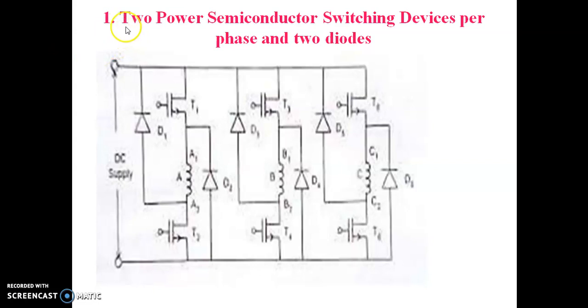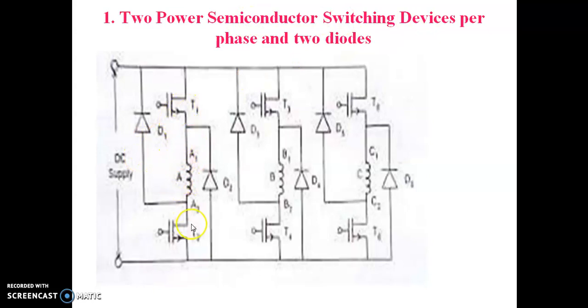So the first type is 2 power semiconductor switching devices per phase and 2 diodes. Here we have used 6 semiconductor switching devices and 6 diodes. Now we are providing DC supply to this circuit. In order to energize the phase winding A, we have to switch on the 2 semiconductor switching devices, T1 and T2. So only it is named as 2 power semiconductor switching devices.